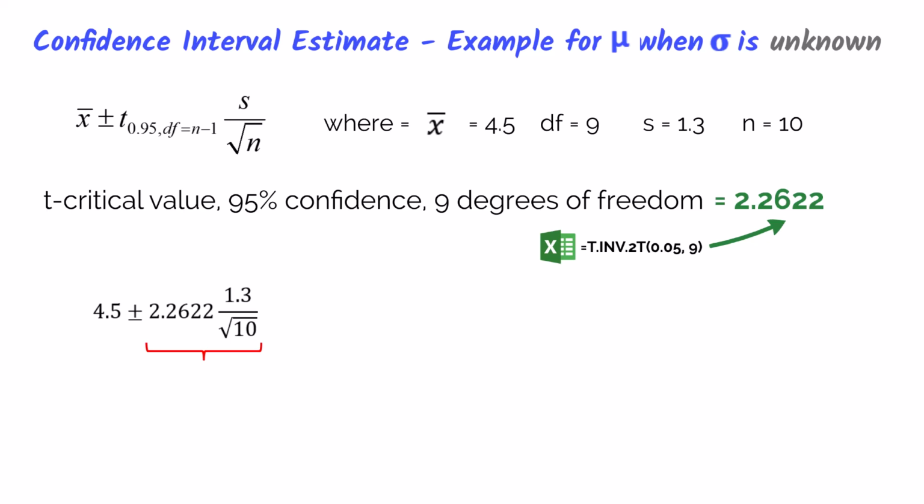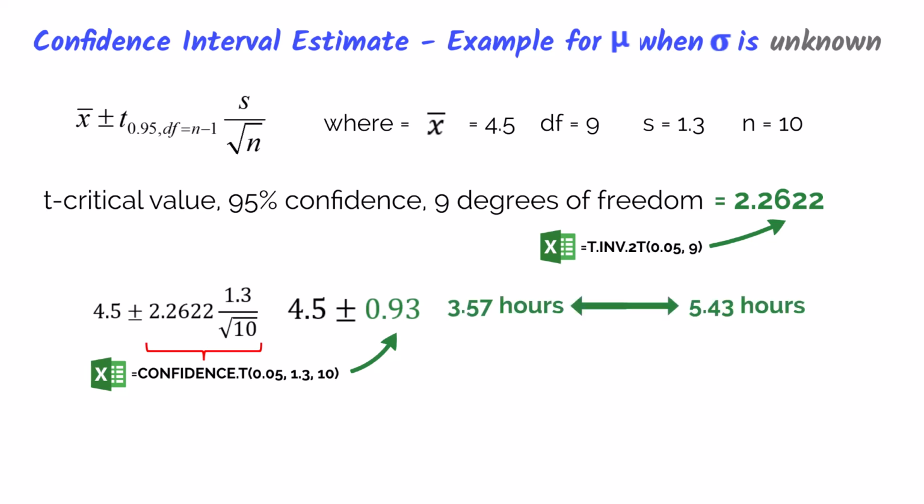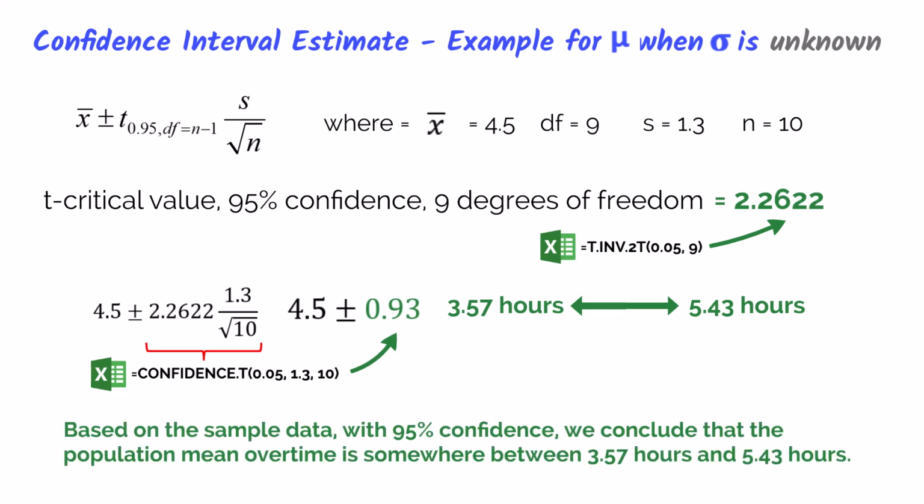So to the right of the plus and minus sign is the margin of error. We can either do the math or use Excel, using the function CONFIDENCE.T and inputting the alpha of 0.05, sample standard deviation of 1.3, and sample size of 10, and we get 0.93. So we now have 4.5 hours plus and minus 0.93. This gives us a confidence interval of 3.57 hours to 5.43 hours. Based on this sample data with 95% confidence, we can conclude that the population mean of overtime hours is somewhere between 3.57 hours and 5.43 hours.